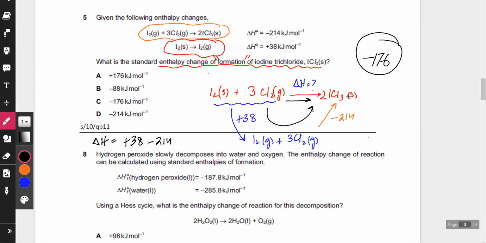But remember, initially you doubled the number of quantities. You multiplied the whole equation by 2, right? So that means this enthalpy change is double the enthalpy change that you're looking for. So you divide this by 2. Because you had increased the quantity of the reactants and the products, you multiplied everything by 2. So the answer is minus 88.